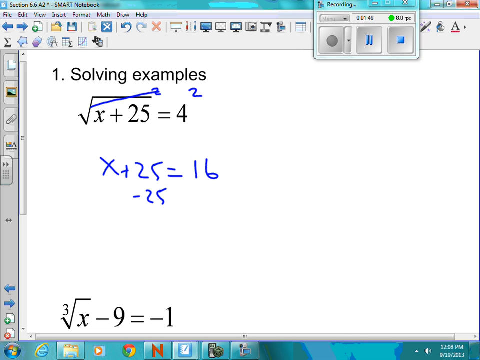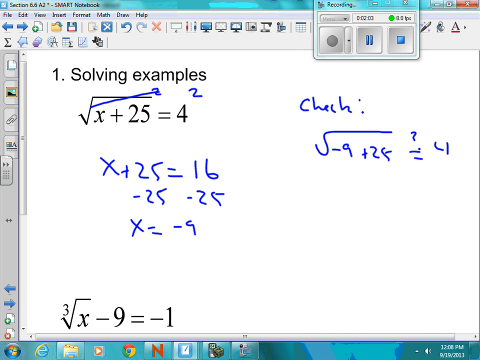I subtract 25 from both sides. I get x equals, what's 16 minus 25? That's negative 9. Now to check it, you always want to check. You plug it back in. Negative 9 plus 25, does that equal 4? Well, negative 9 plus 25 is the square root of 16. The square root of 16 is 4. It checks. Okay? You can do that in your calculator as well.